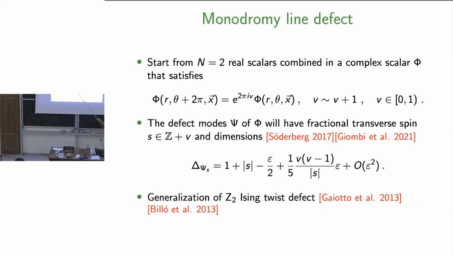And these modes, which I'm calling psi, are basically the defect modes of this field phi. First, because of this monodromy, they actually have a fractional transverse spin. So these are the allowed values that this phase gives you. It forces you to have these fractional values of this spin variable. And then their conformal dimensions are actually known. They have been calculated in the epsilon expansion up to order epsilon, which means that this is data that one can give to the numerics now in order to try to steer them in the right direction.